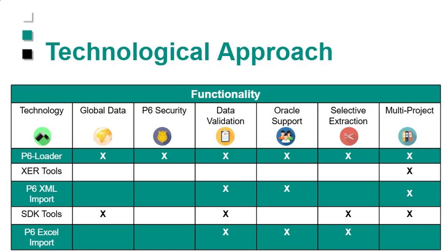Now, P6-Loader is going to check all those boxes. You're going to be able to work with your global data. It's going to adhere to the security that you have set up for those users in P6 for that particular user. So if they cannot use it or cannot touch data based on their security in P6, they also are not going to be able to do that with P6-Loader. Again, with the API, the data is validated. Oracle will support it because it is going through the API. And in fact, our P6-Loader tool is on their cloud store, if you will, as a supported tool for P6. And as you see, we're going to be able to do selective extraction as well as single or multi-projects.